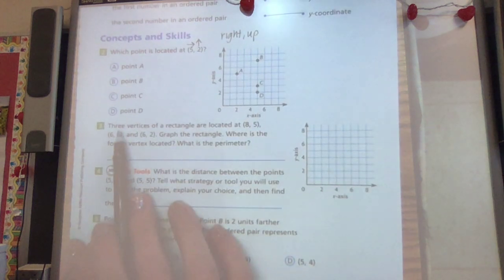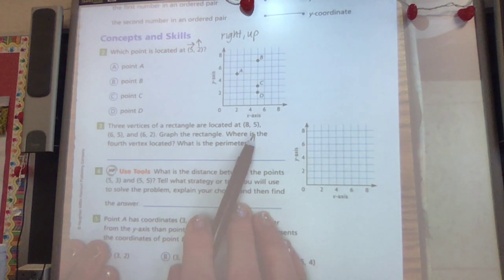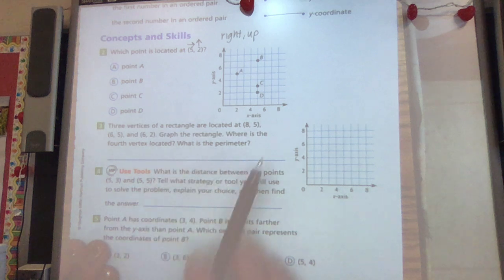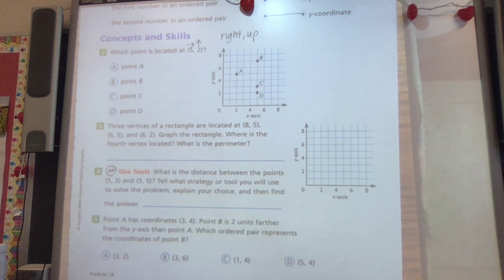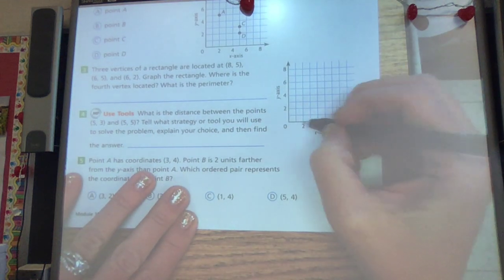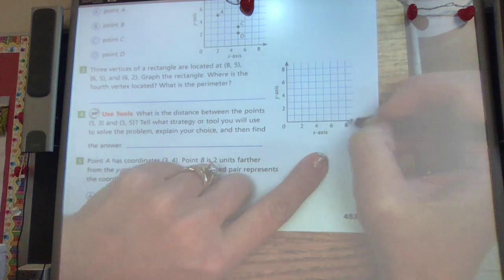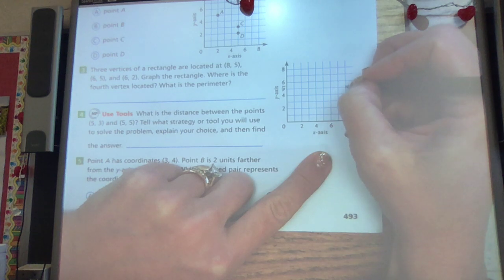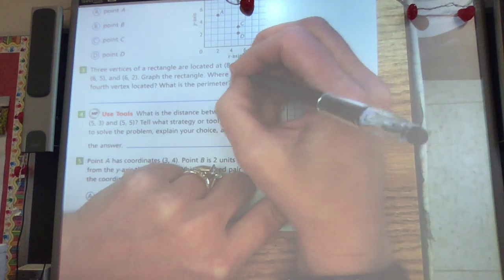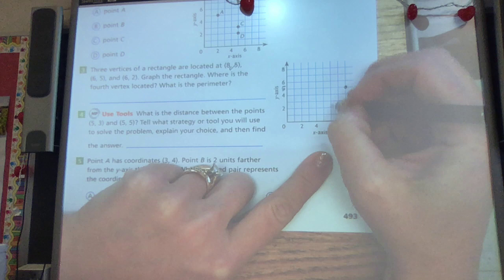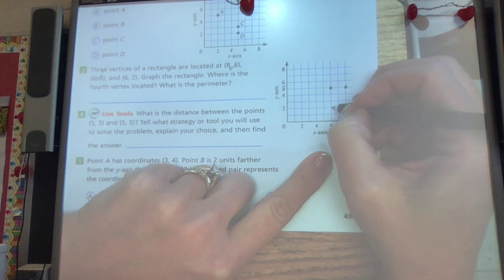Number 3. 3 vertices of a rectangle are located at 8, 5, 6, 5, and 6, 2. Graph it. Where is the fourth one and what is the perimeter? Several things going on. So let's graph this one together. The first one is 8, 5. I go to the right 8. I go up 5, which I know is between the 4 and the 6. So 8, 5. I like to check them off when I do them. Next we have 6, 5. And 6, 2.